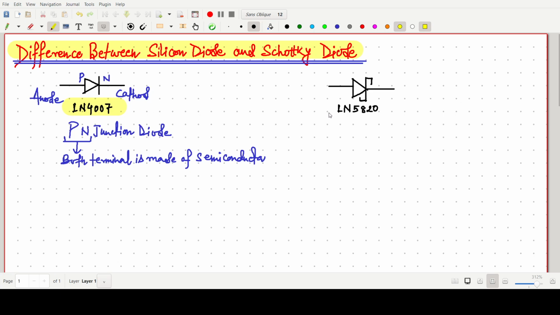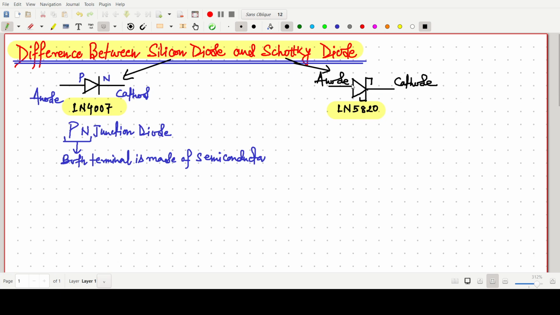Now another one is your Schottky diode. The Schottky diode is 1N5820, or it may be 1N5817. Many diodes are there. Again, this one is also anode, and this one is cathode. This one is our silicon diode, and this one is our Schottky diode.